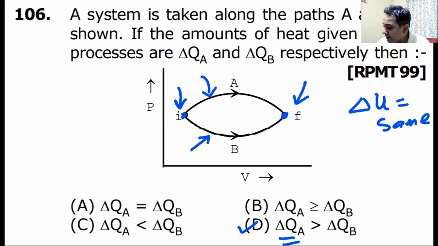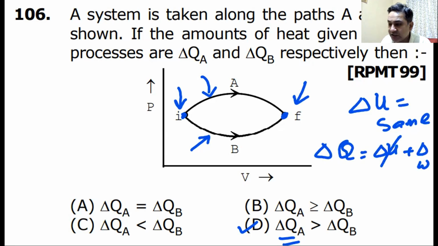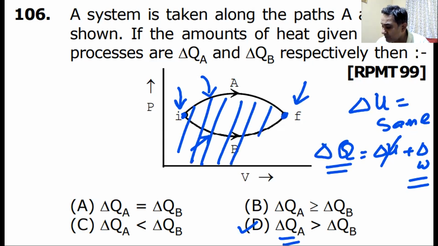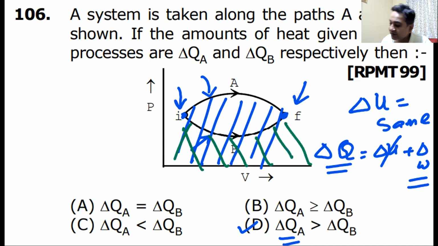If delta U is the same, delta Q is equal to delta U plus delta W. Now for both these processes, the change in energy is 0. So heat given will be more where work done is more. In which process is the work done more? The process in which the area is more. For the upper process, the area is the area in blue. For the lower process, the area is the area in green. We understand that the area in green is less than the area in blue, and therefore the answer is 4.